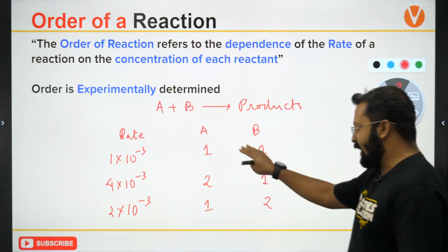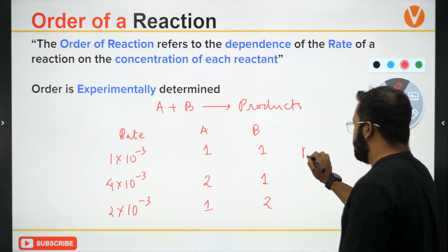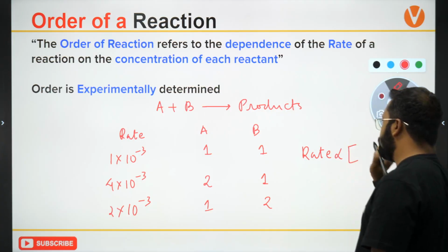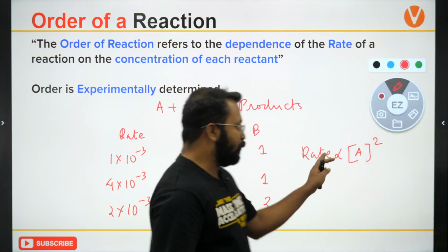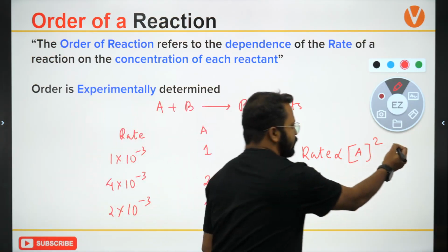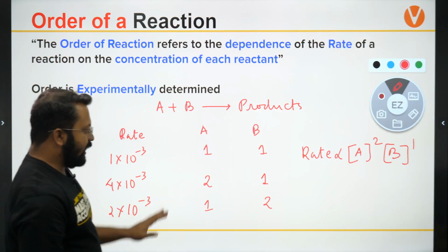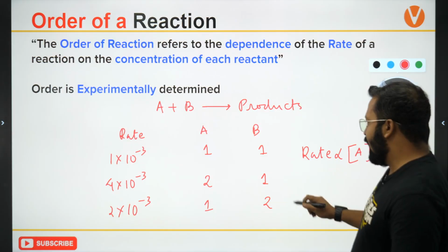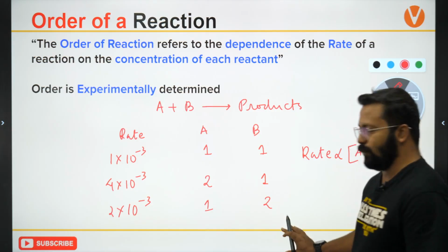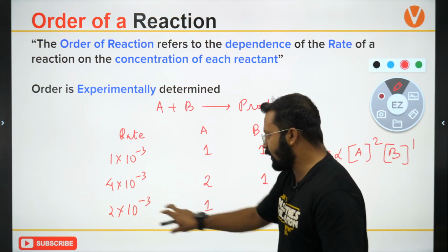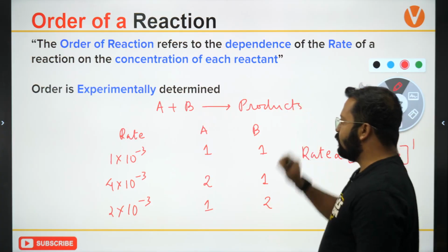So looking at these concentrations and this rate data, can I say that the rate should be proportional to A to the power 2 and B to the power 1? If I solve it mathematically, I divide the third equation by the first equation, and I will get the order of B, the power to which B is raised.